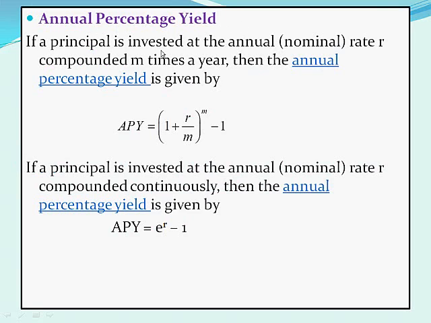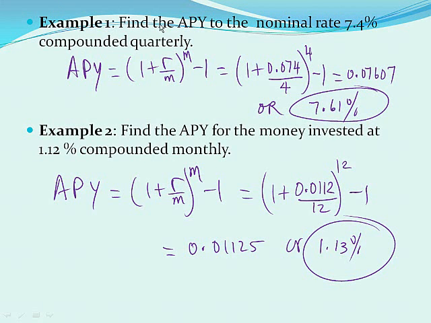The formula for annual percentage yield: if a principal is invested at the annual rate r, compounded m times a year, then the annual percentage yield is given by this formula. APY equals (1 plus r by m) to the power m, minus 1. And if the interest rate is compounded continuously, then the annual percentage yield is given by the formula e to the power r minus 1.